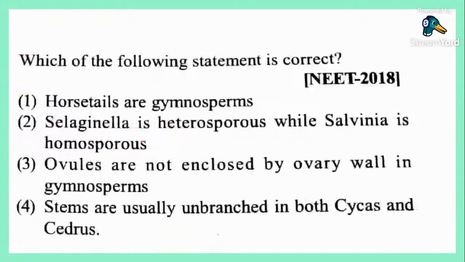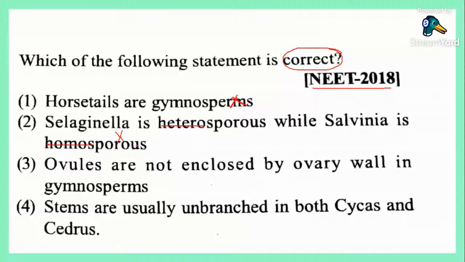Moving on to question number 27. Which of the following statements is correct? Very, very easy question, NEET 2018. Horse tails are gymnosperms. Absolutely wrong statement. Selaginella is heterosporous while Salvinia is homosporous. Two questions before we have discussed: Selaginella is homosporous, Salvinia is heterosporous. So that's also wrong.